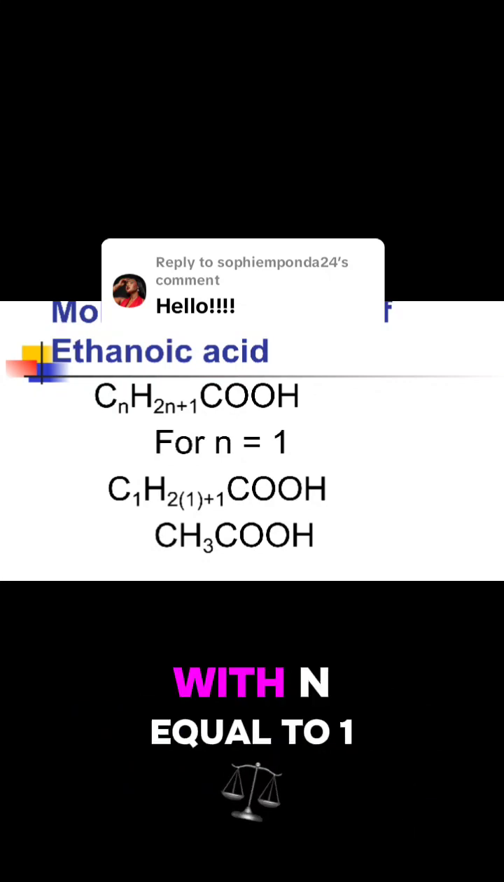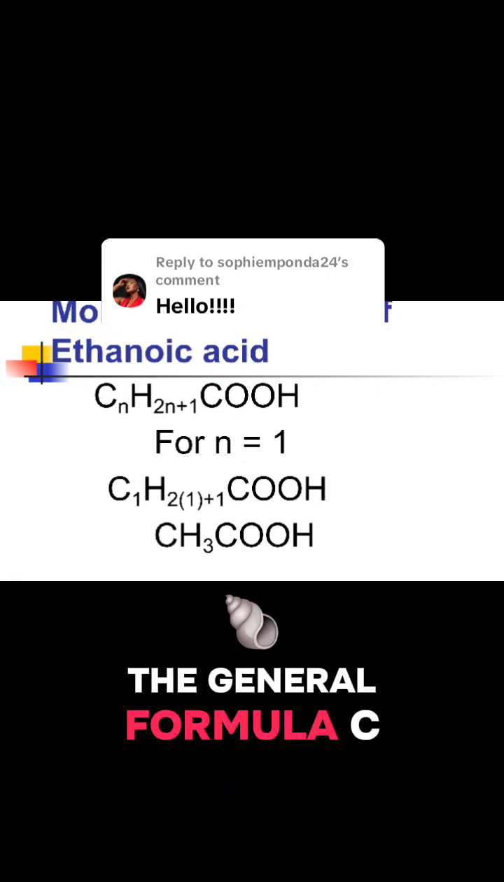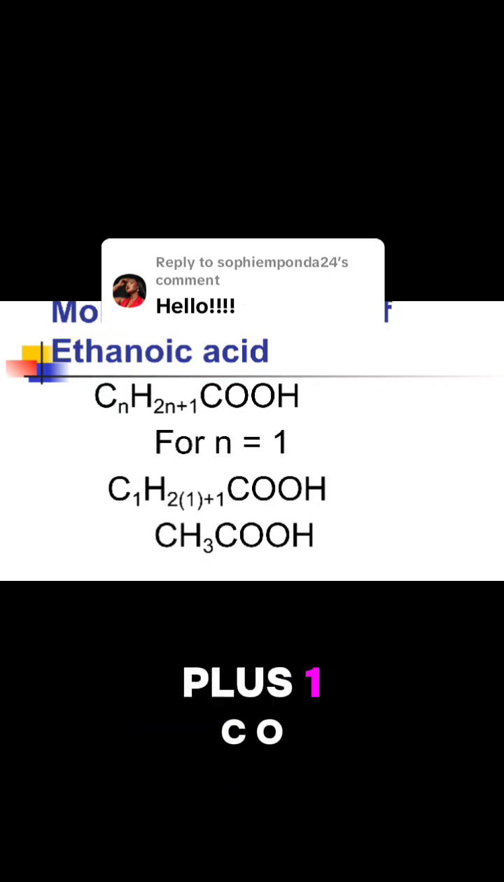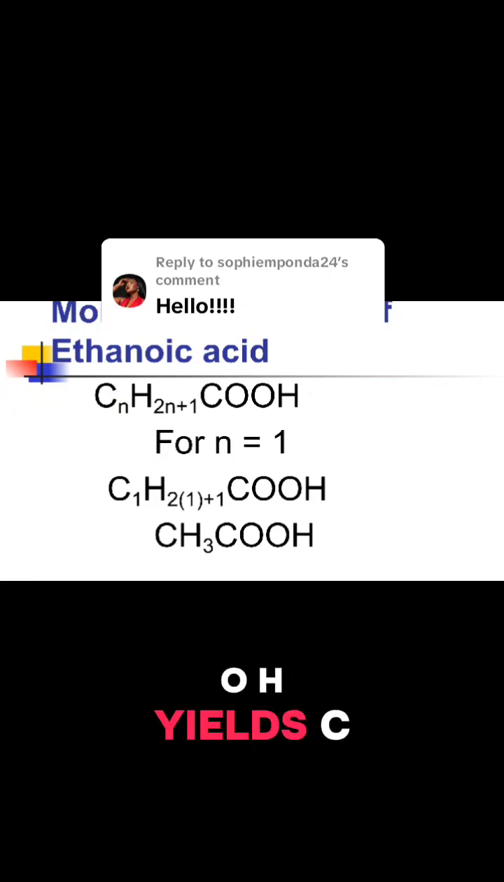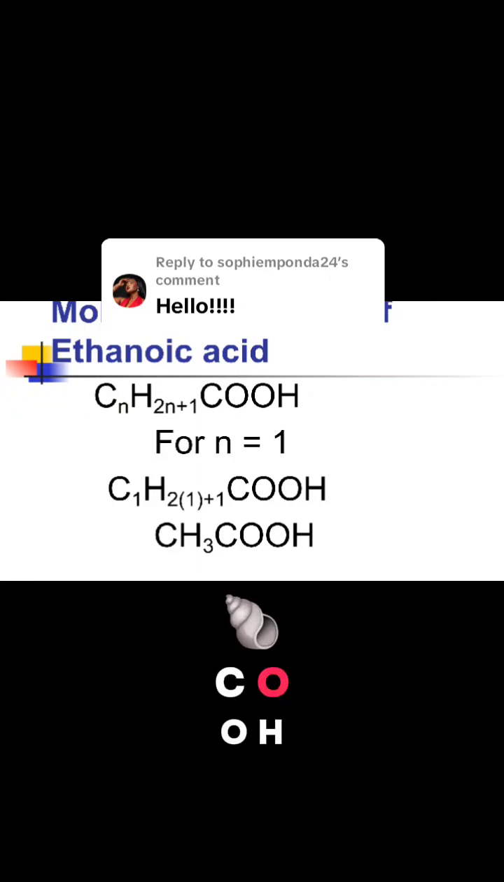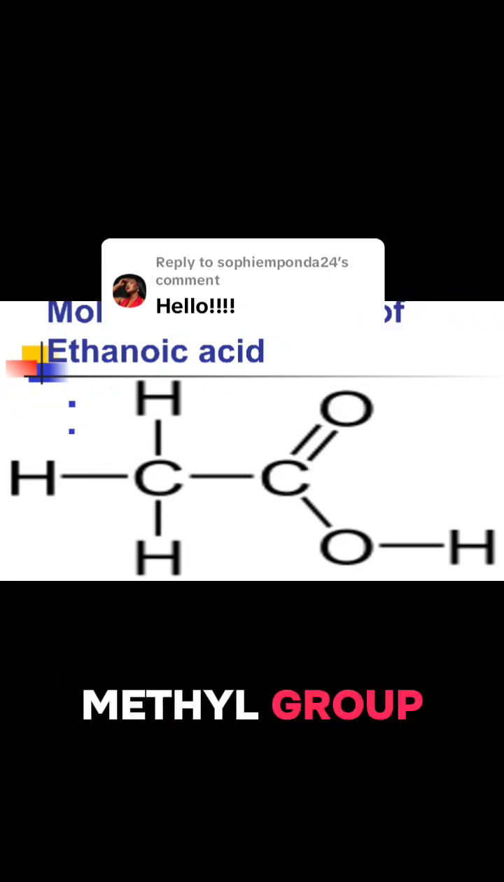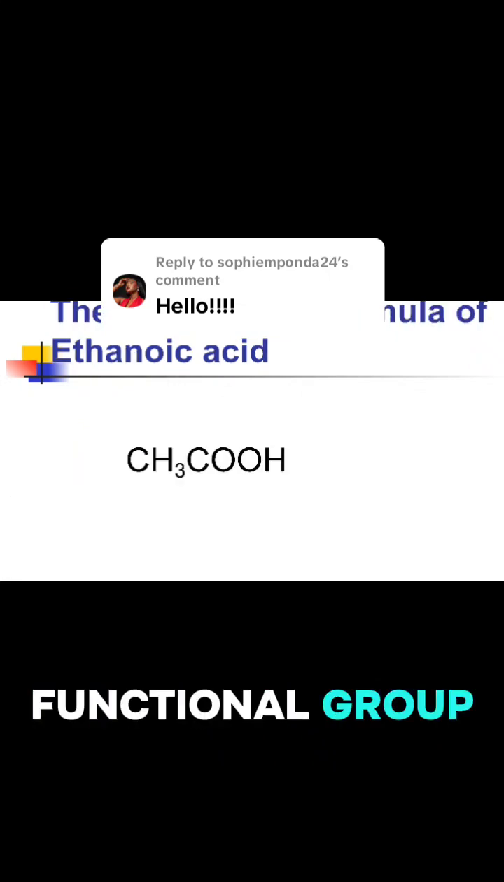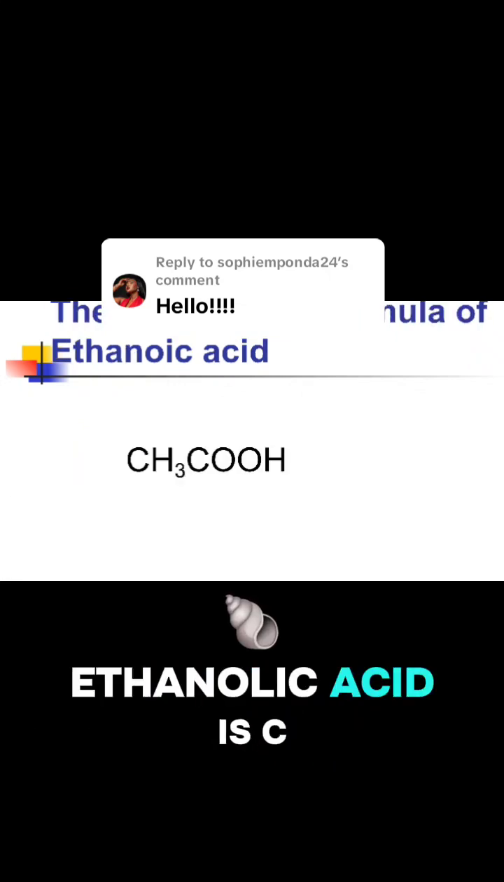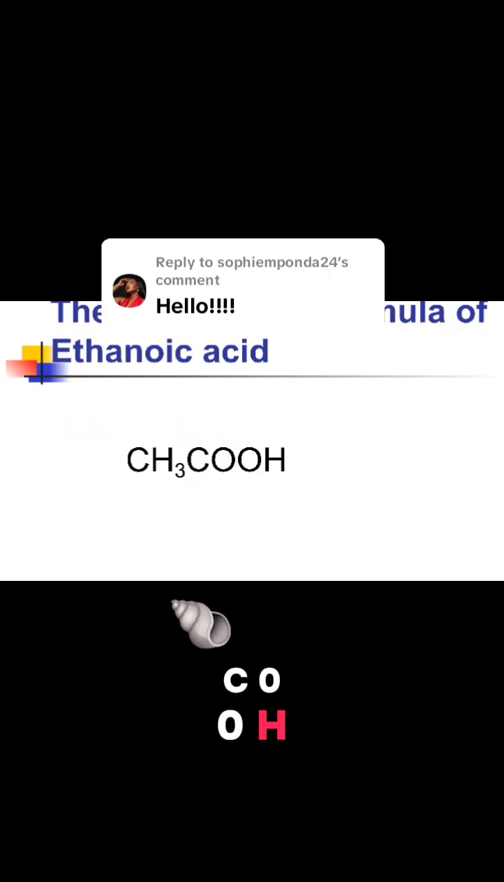Next, let's find the molecular formula of ethanoic acid. With n equal to 1, the general formula CnH2n+1COOH yields CH3COOH. The molecular structure of ethanoic acid shows a methyl group bonded to the carboxyl functional group. The condensed formula for ethanoic acid is CH3COOH.